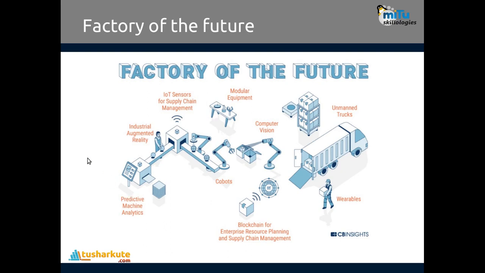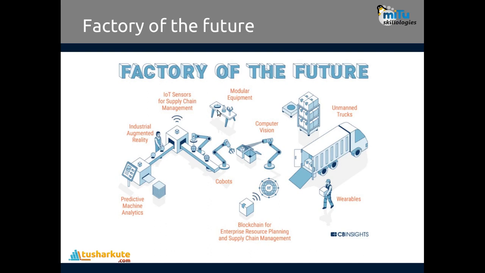Or even, you might have heard about AR and VR, augmented reality. Industrial augmented reality can also be used over here. Even virtual reality: without directly operating the machine, we can virtually create a simulation of it. Here we are using IoT sensors for supply chain management. We find how much stock is remaining and what the need for manufacturing is in future. That we can find by using IoT sensors.